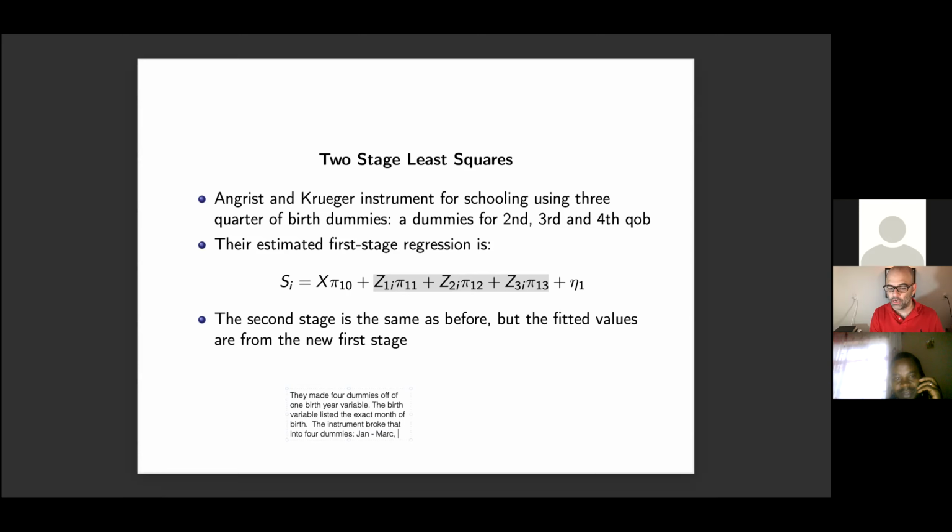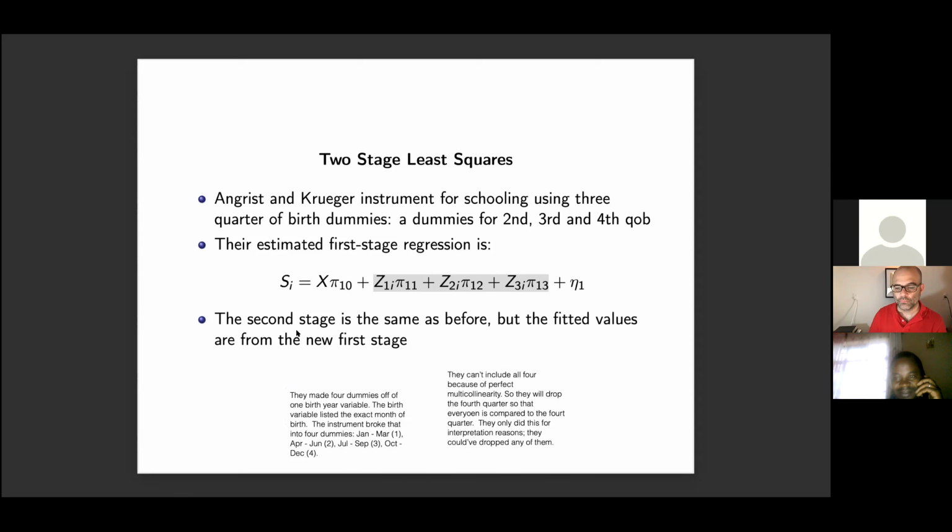January to March, 1. April to June, 2. July to September, 3. October to December, 4. They can't include all 4 because of perfect multicollinearity. So they will drop the 4th quarter so that everyone is compared to the 4th quarter. They only did this for interpretation reasons. They could have dropped any of them.